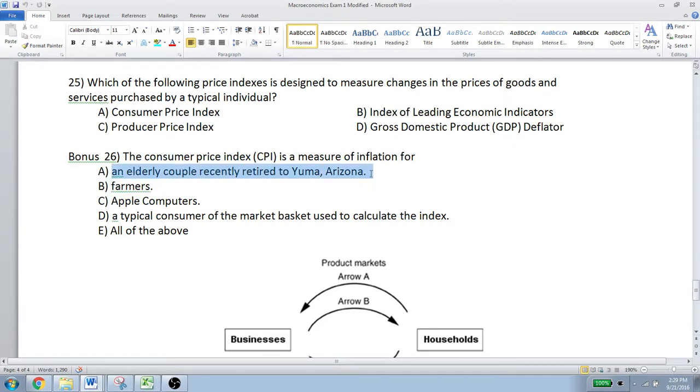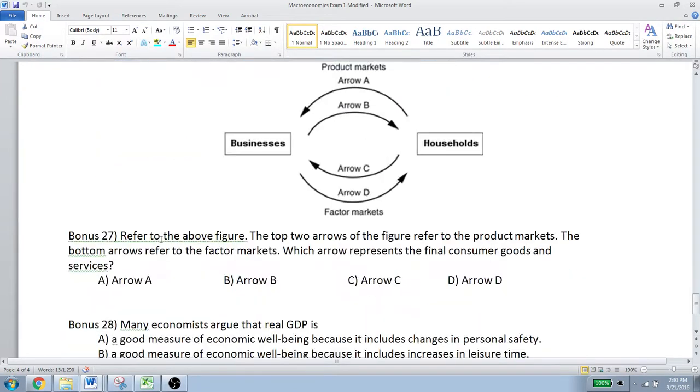Last three questions. The consumer price index is a measure of inflation for an elderly couple and retired in Yuma? Not very good, no. Farmers? Nope, they're in rural areas. Apple computers? Nope, that's the producer price index. Typical consumer in the market basket? Yep, bingo. D is the correct answer for question 26.